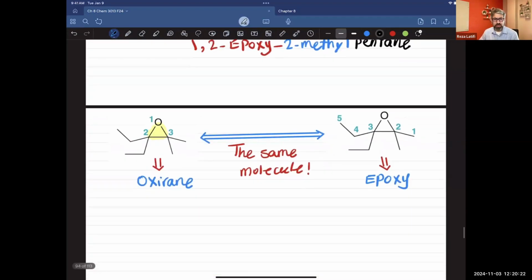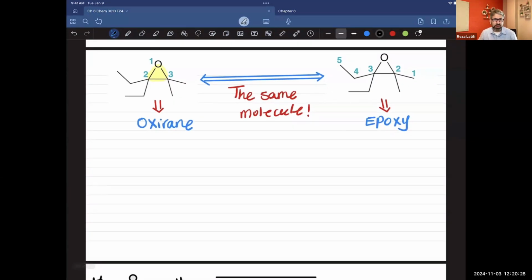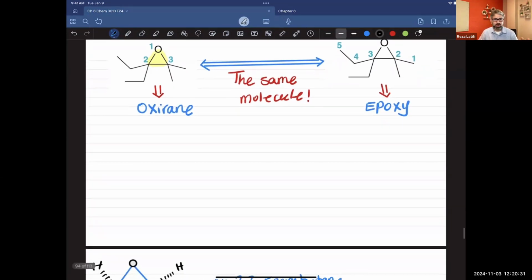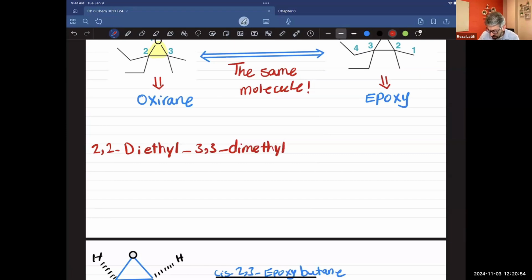Okay, very good. Next one, we have a molecule that I copy pasted, and I'm going to name it in two different ways: one through oxirane, and second, epoxide. I have 2 ethyls on the left side and 2 methyls on the right side. So I'm going to say this is going to be 2,2-diethyl, and then 3,3-dimethyl. Then we say oxirane.